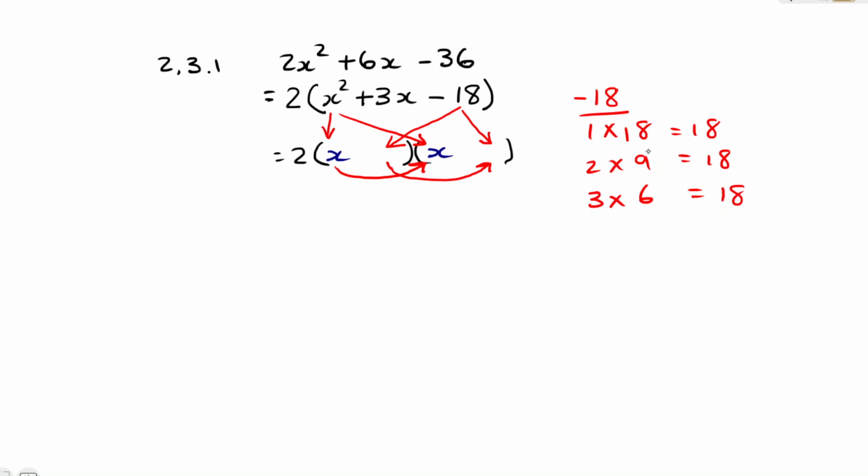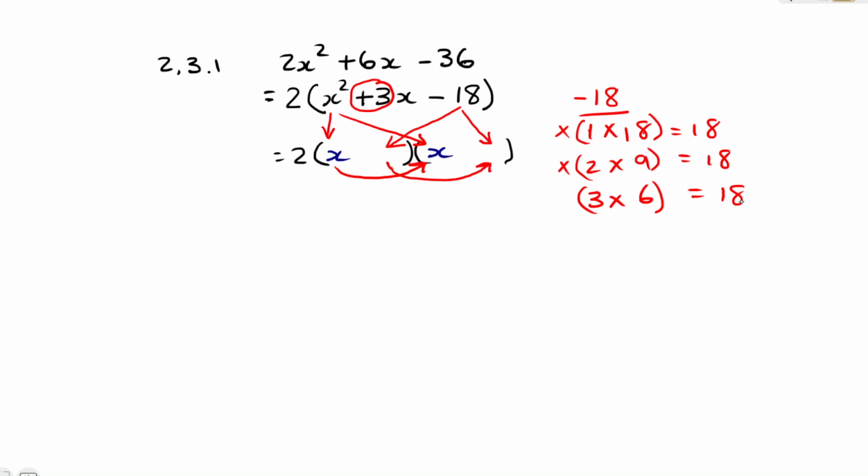Now, which ones are we supposed to choose for this factorization? We will be guided by the middle term, which is positive 3. If you want to get this positive 3, you cannot take the first factors, because 1 and 18 cannot give you positive 3. Let's look at the second factors. We have 2 times 9 is 18, but 2 plus 9 or 2 minus 9 will not give you positive 3. So we won't take the second group of factors. Let's look at the third factors.